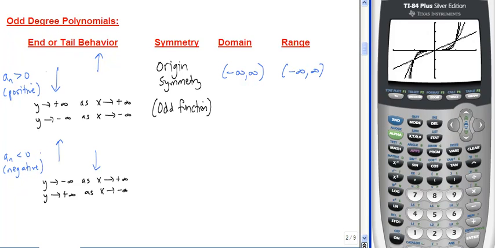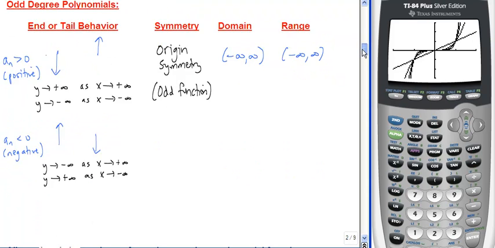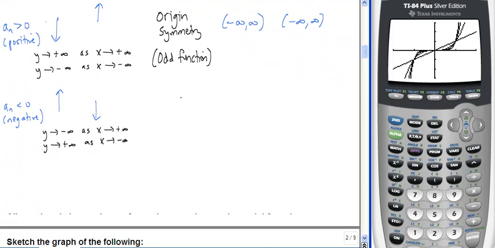And if I were to flip that over the x-axis, the range wouldn't change at all. I would still be going all the way up and then all the way down. So my range is going to be all reals as well whenever I have an odd degree polynomial. And then one last comment here, again, very similar to what we said up here about the even powers. The bigger the power, the flatter the graph is going to get near the origin and the steeper it will get on the sides.